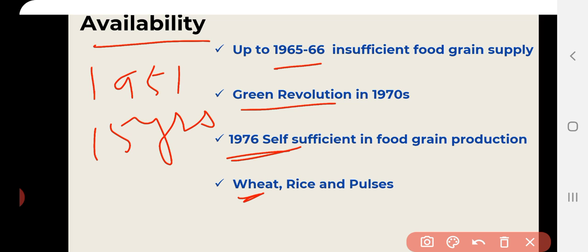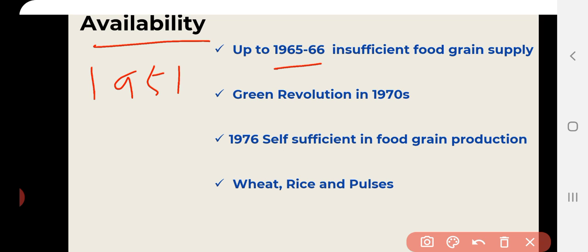So therefore, in order to meet a standard dietary requirement, it is essential to take an intake of cereals as well as pulses. But in our country, the cereals, particularly wheat and rice, are enough to meet the requirements, but the availability of pulses is very low. We are not producing enough pulses in our country.